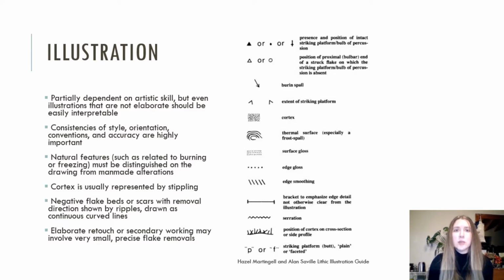Different features should be portrayed by using various symbolism as well, such as stippling, which is used to indicate cortex coverage. Negative flake scars are drawn in line work, which is distinguished by ripple lines and continuous lines to indicate the directionality of flake removals. And retouch is shown as small flake removals. Natural alterations should be shown as well, distinguishing them from any human-made alterations. So here's an example of some of the different symbolisms that you can use during lithic illustration.